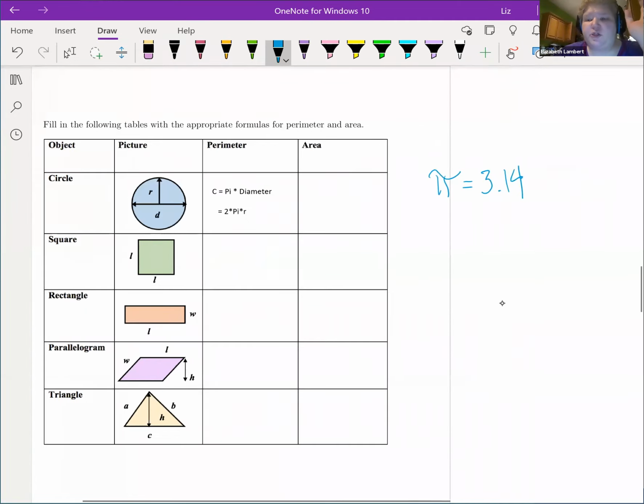In fancier math terms, like on your graphing calculators, even on your scientific ones, there's a button for pi, and it puts in a ridiculously long decimal. Pi itself is irrational. It goes on and on and on. So it's not just 3.14. The next few numbers are 159, then it's 2, and then I never remember the number after that.